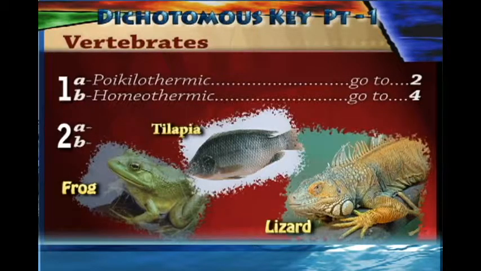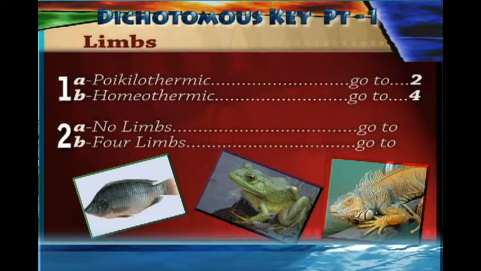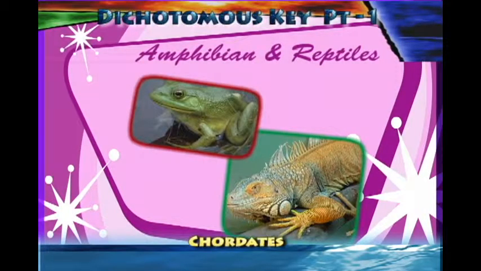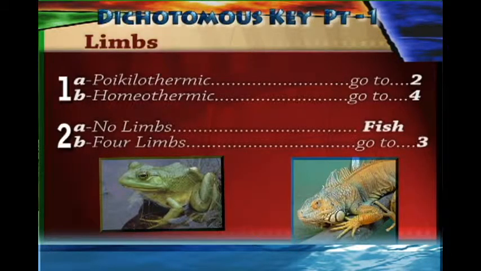Then the second question, or the second number, we asked ourselves about the limbs: those which have limbs and those which do not have limbs. Remember, we were talking about the fish, the amphibians, and the reptiles. Because the fish has no limbs, we had to write it at the end because we have already separated it. But we remained with amphibians and reptiles, which have 4 limbs. So those ones we had to send to number 3.